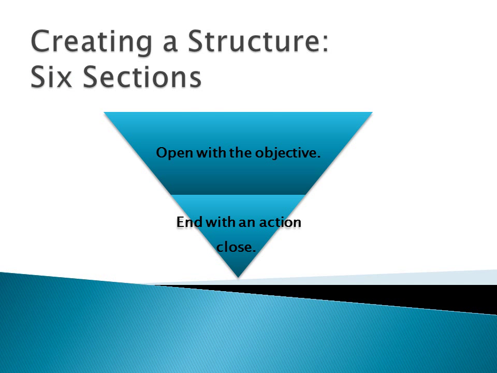Okay, here's what we're doing. We're creating a structure with 6 different sections. We'll open with the objective. Why are you writing this document? What is this proposal about? We'll end with an action close. When Robert Warner puts the proposal down or turns off the computer, what do you want him to do? That's the next step. What are you suggesting?